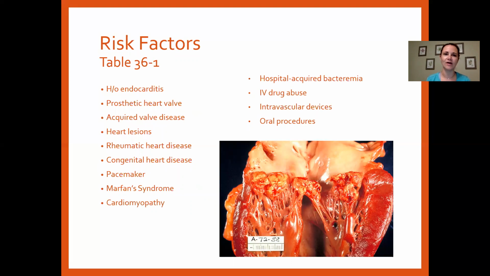But anyways, risk factors for endocarditis are a previous history of endocarditis, prosthetic heart valves, acquired valve disease, previous heart lesions, rheumatic heart disease, which we're going to talk about in a couple slides, and congenital heart disease. You'll learn about that more with a pediatrics lesson. Pacemaker placement gone wrong. Marfan syndrome is a connective tissue disorder that can put you at risk for developing endocarditis. Cardiomyopathy, we'll talk about in a little bit. Hospital-acquired bacteremia, IV drug abuse, intravascular devices, and oral procedures.